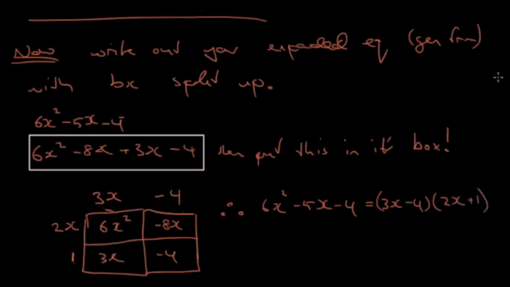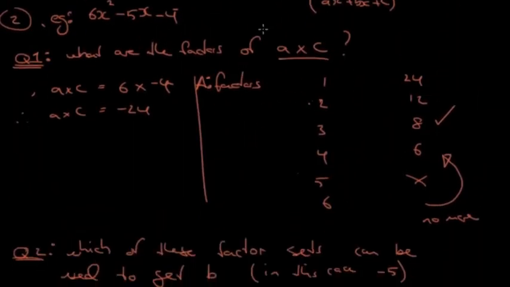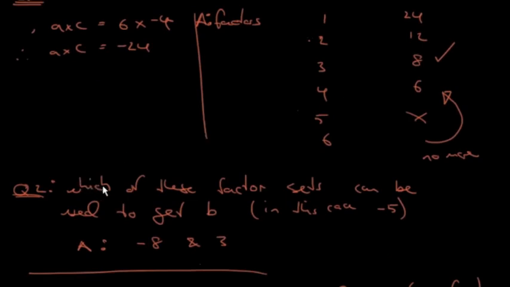So that's how we factorize. So all we have to do is say, one, what are the factors of a times c? Rule them out. Again, remembering that because we've got a negative 24, one of them has to be a negative.